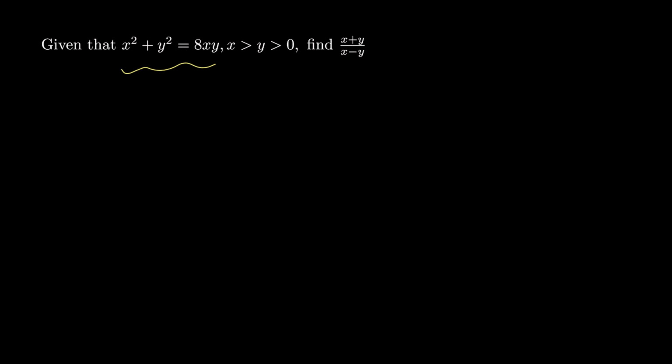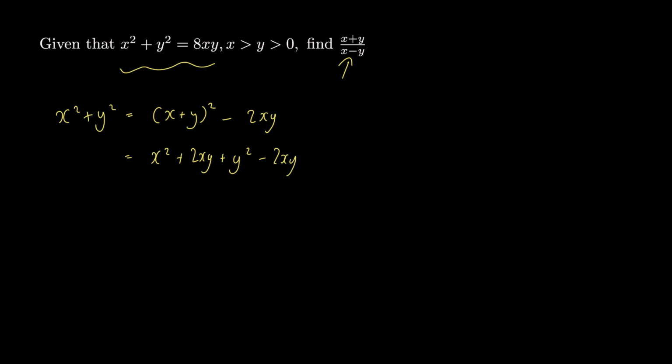Essentially what you need to do is rewrite x squared plus y squared so that you can get x plus y and x minus y, and then substitute them into this expression here. Let's begin. Notice that you can rewrite x squared plus y squared as (x plus y) all squared minus 2xy. Because if we expand (x plus y) all squared, we get x squared plus 2xy plus y squared, and we have a minus 2xy here, so these two cancel, and we're just left with x squared plus y squared, right?